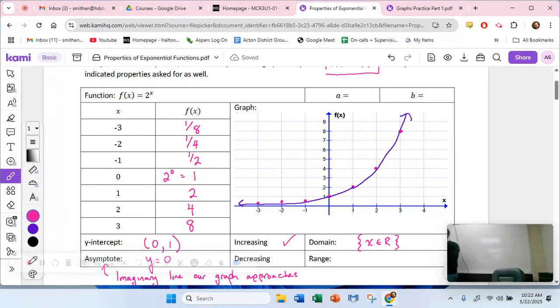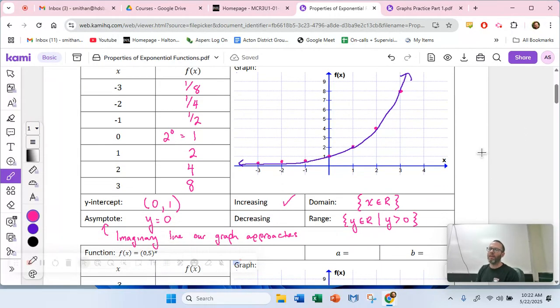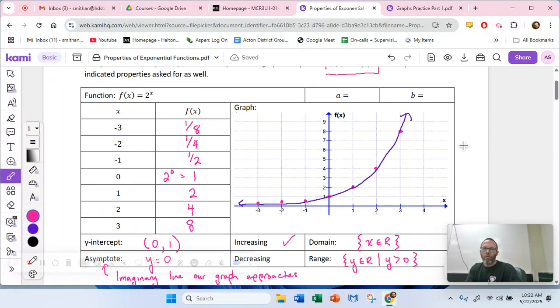So the range for this function, we say this: y can be any real number such that y is greater than 0. Just greater than. This graph will never touch 0 because it approaches 0, never touches it. So this is our first exponential function of the day. Towards the end of the day, we want to be able to graph any exponential function that looks like this.